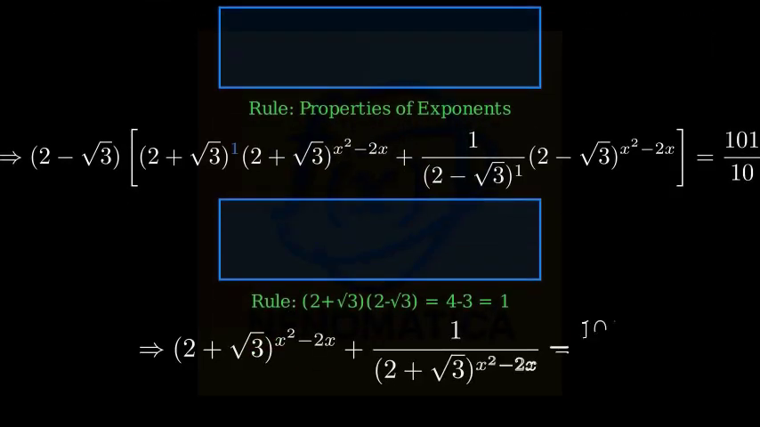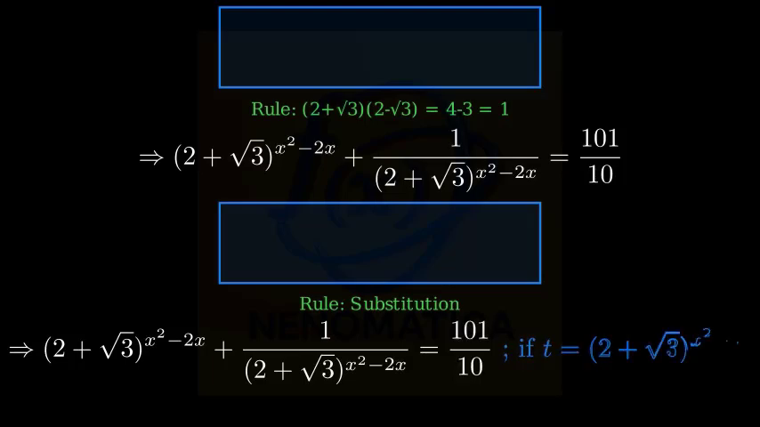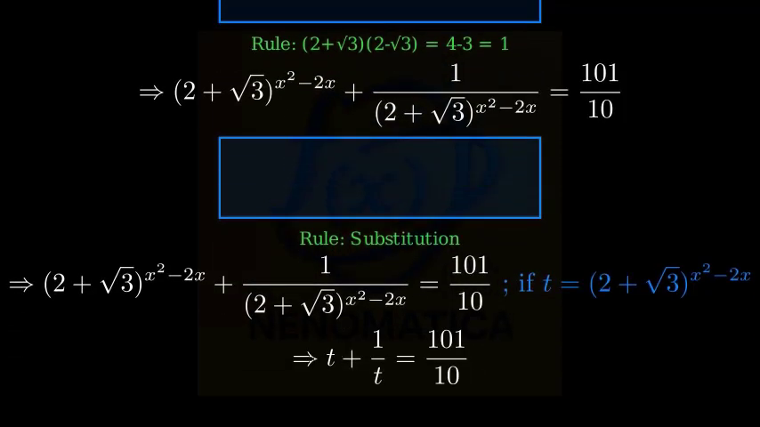2 plus square root of 3 and 2 minus square root of 3 are related in a special way. The product of 2 plus square root of 3 and 2 minus square root of 3 equals 1. Let's make this equation easier to work with by letting t equal 2 plus square root of 3 raised to the power of x squared minus 2x. Now our equation simplifies to t plus 1 over t equals 10 and 1/10.